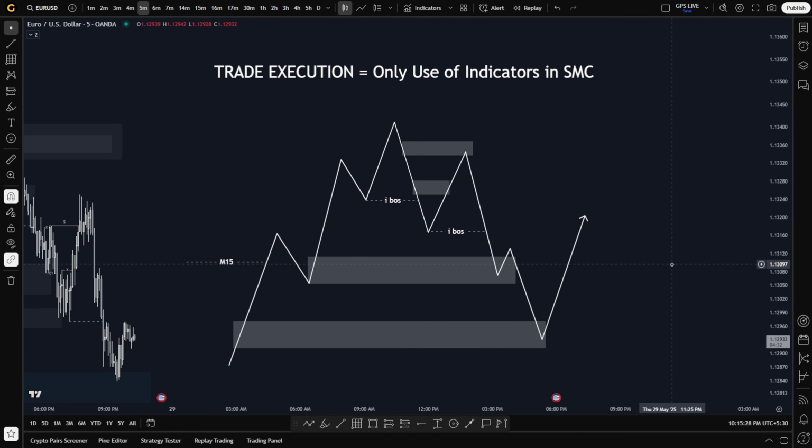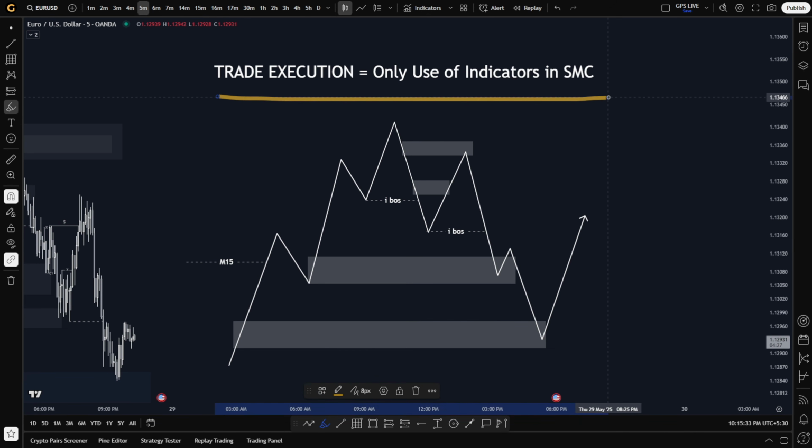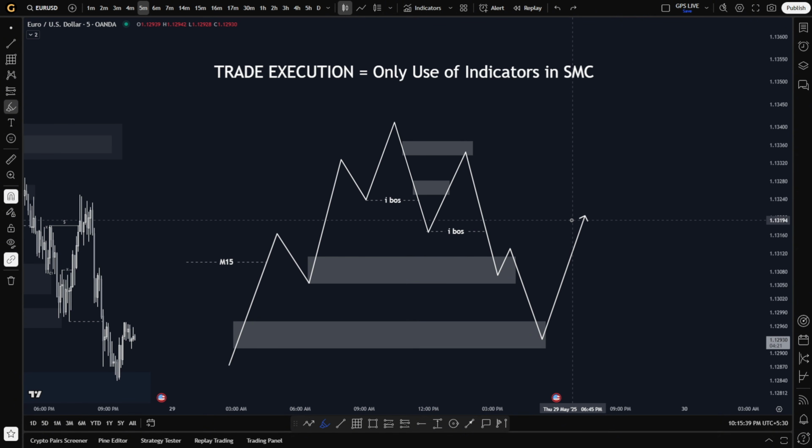So first, before we discuss indicators, let's understand this. Indicators should only be used for executing the trades, not for analyzing the markets. We have market structure for that, not for filtering the order blocks. We have SMC for that. So the indicator should only be used for executing the trades.